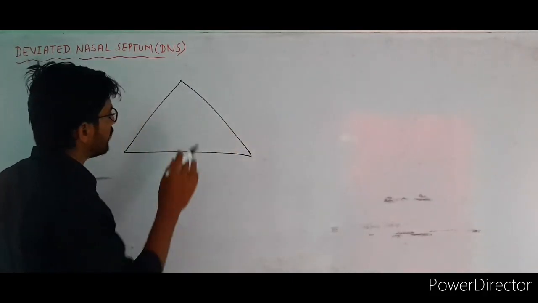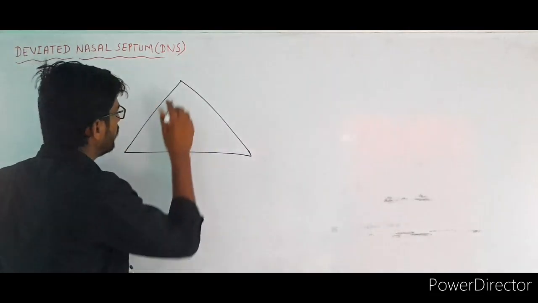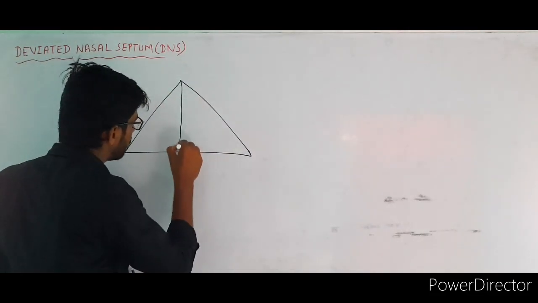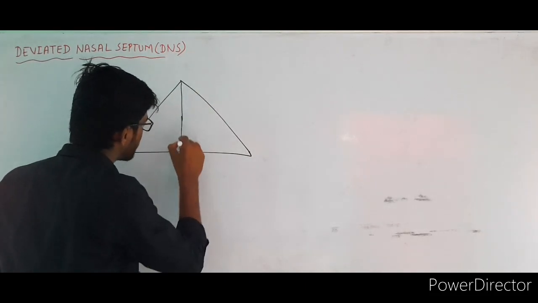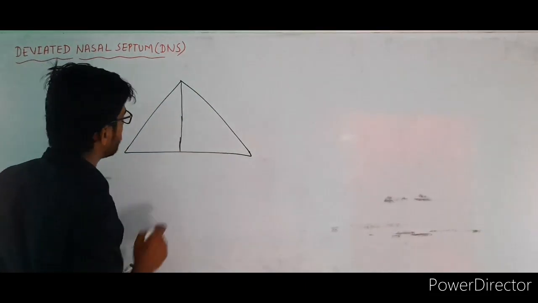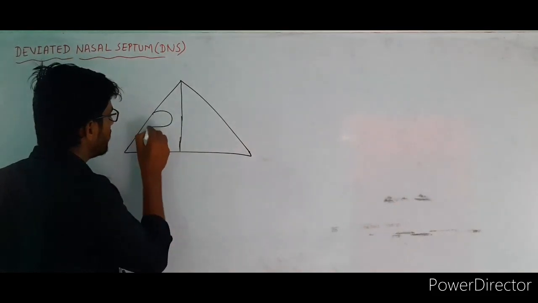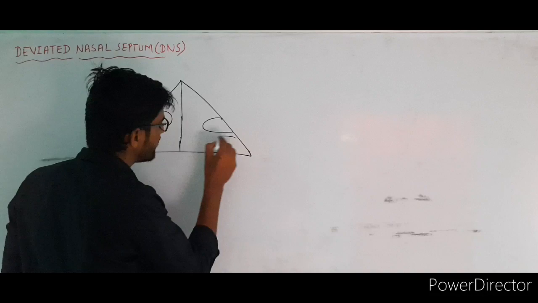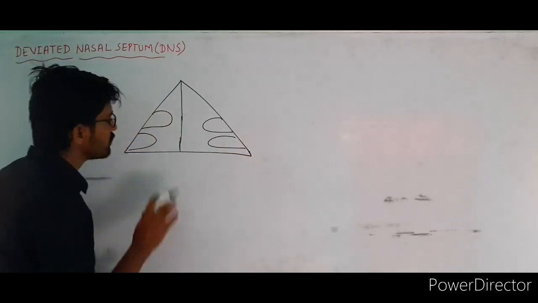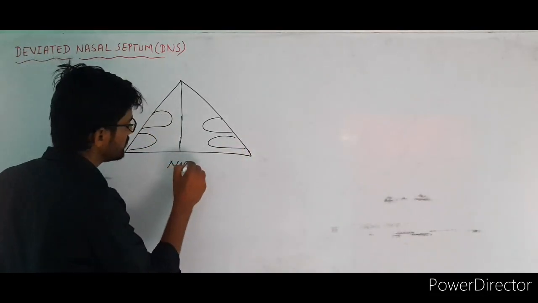I am drawing a vertical line, right? So this is the nasal septum. This is the straight line. In a normal person, this is the straight line. What is here? Here is the middle turbinate, here is the inferior turbinate, here is also the middle turbinate, and here is the inferior turbinate. Right. So this is the normal.